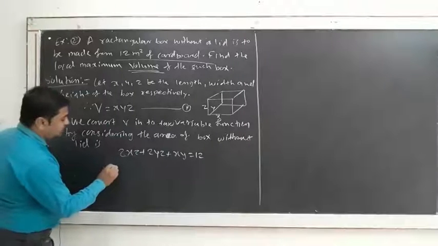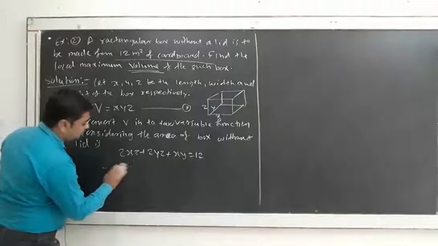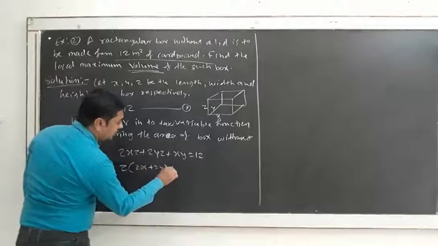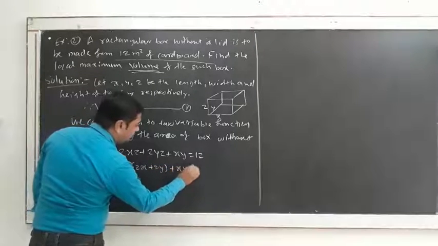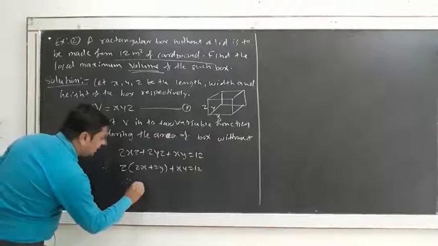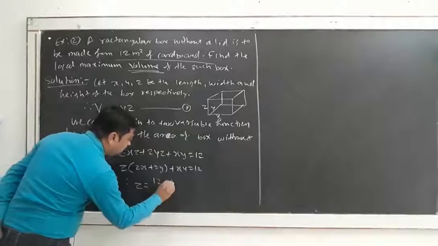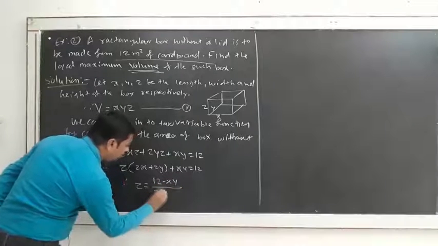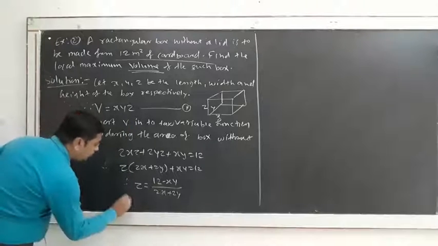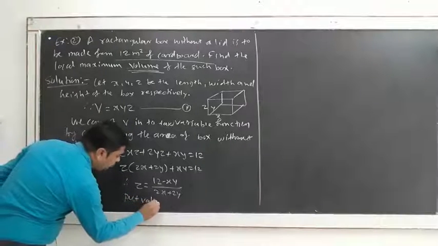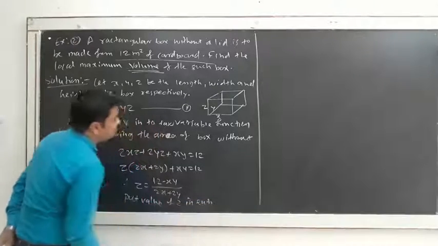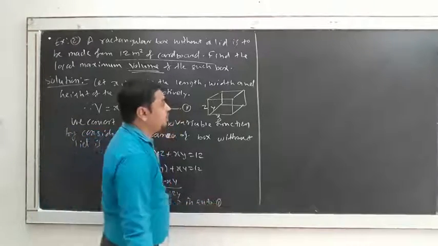So solve this for z. So 2x, you can take here z common, 2x plus 2y plus xy is equal to 12, and therefore you can write here, that is z is equal to 12 minus xy upon 2x plus 2y, and put this value, put value of z in the equation 1.